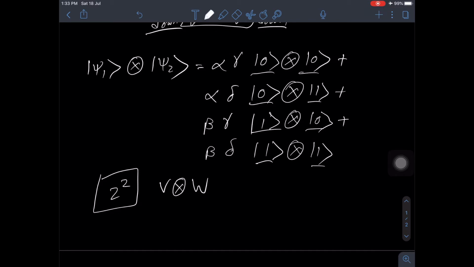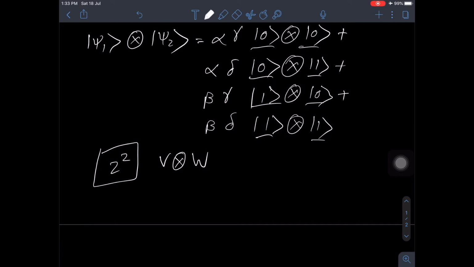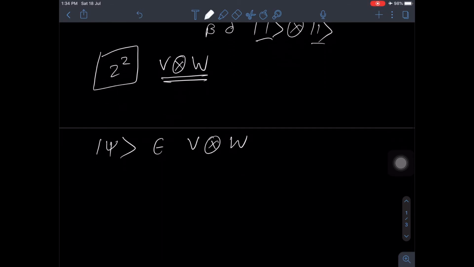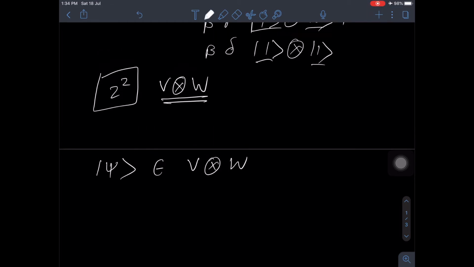Now, another thing is that this space V tensor W is not a space that only consists of vectors that can be written as direct tensor products. What I mean by that is that, let's say I take any vector psi that belongs to this tensor product space. All right. So now this tensor product space, I know the basis elements.